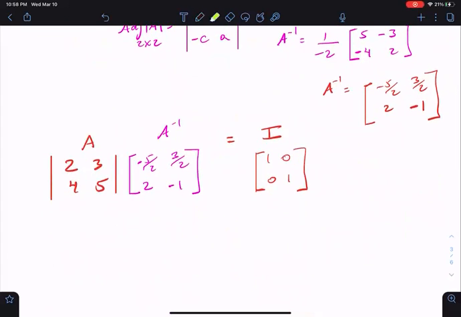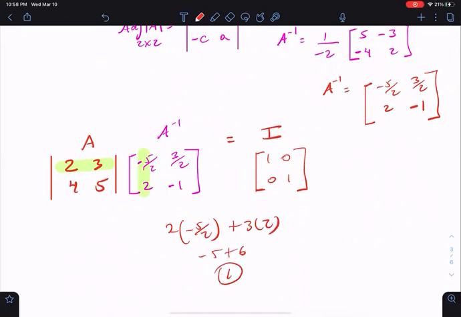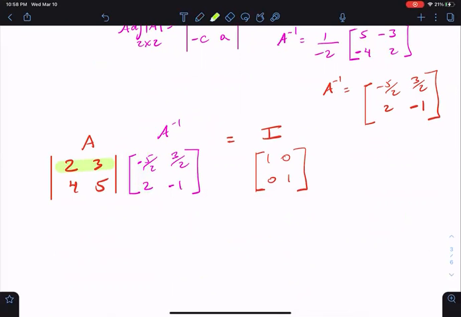If we do the dot product, we have row 1 by column 1. You get 2 times -5 halves plus 3 times 2. This is -5 plus 6, that's 1. So that's the first computation. The second one is row 1 by column 2: 2 times 3 halves, that's 3, plus 3 times -1, which is -3. So you get 0.